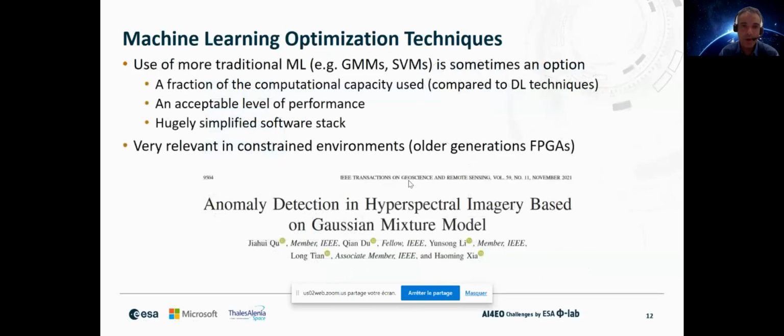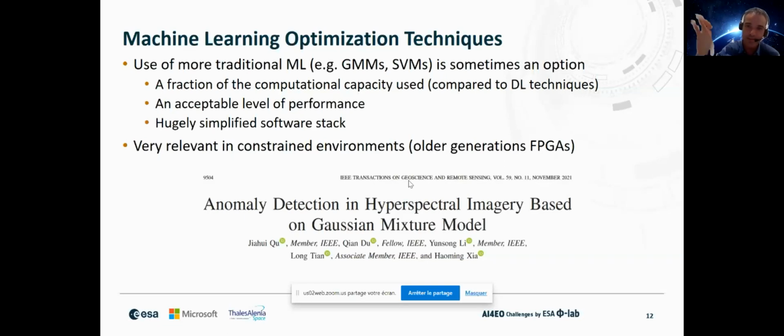Another approach, which might not be so appealing at first sight, but is very useful, is to sometimes consider more traditional machine learning techniques. Forget about deep learning for a minute, and consider a Gaussian mixture model or a support vector machine and see how they perform. In any case, it's always a very interesting experiment. It's very easy to implement as well with scikit-learn, for example. Recent publications continue to have an interest in that, and it is highly interesting in very constrained environments.